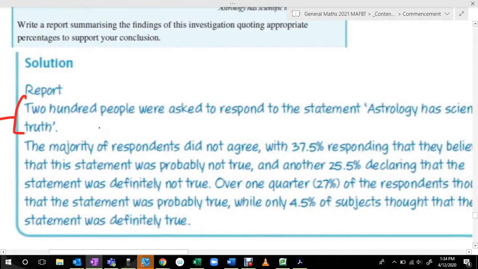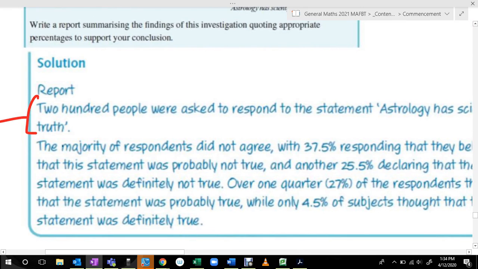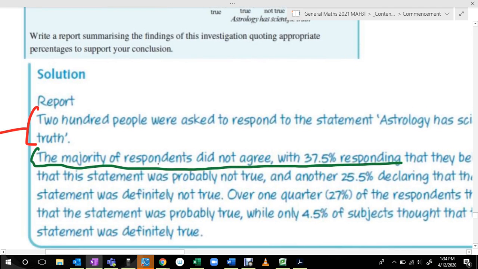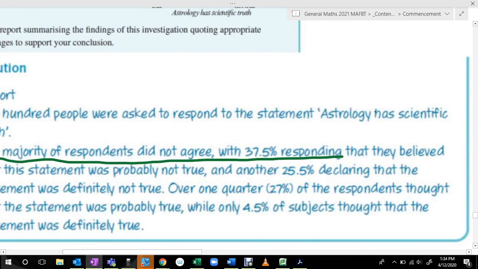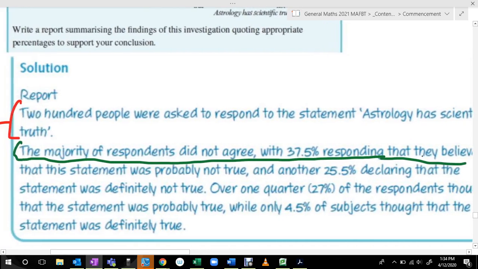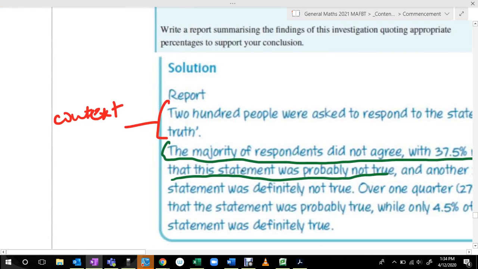Okay. And then the next part here that's stated is the mode, which is here. The majority of respondents did not agree with 37.5 responding that they believed. Okay, well, the statement was probably not true. Okay, so this is the modal. Mode or modal, whatever you want to call it.